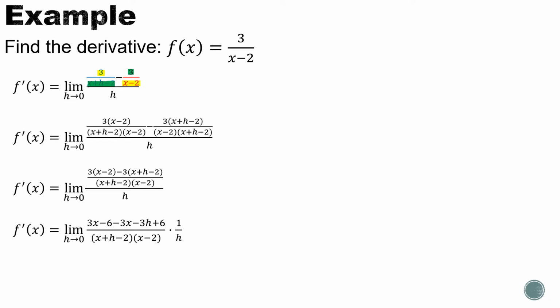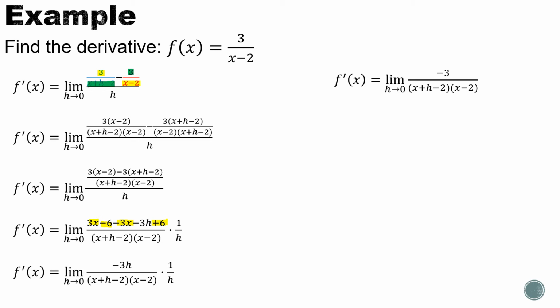All right, so I'm going to continue to simplify that numerator, and I get stuff canceling out. The 3x and negative 3x cancel, and then the negative 6 and the 6 cancel, and so on top I'm simply left with negative 3h over that common denominator again times my 1 over h. All right, so then I can simply take out these h's and cancel them out. So this h and this h get canceled out. I'm left with negative 3 on top over my common denominator.